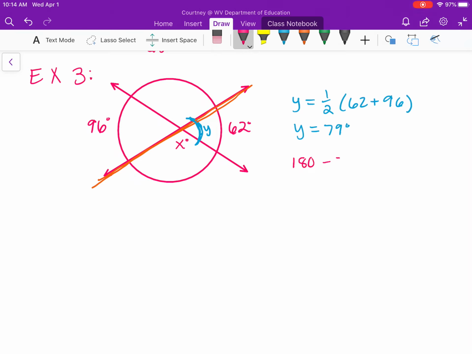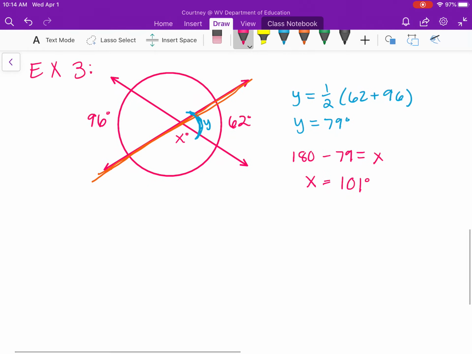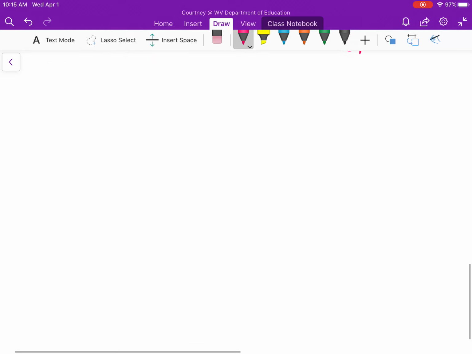So now if we do 180 minus 79, that should give us X. 180 minus 79 is 101 degrees. That is our last example for rule number 1. Now we're going to move on to rule number 2. And I think this one's even easier.